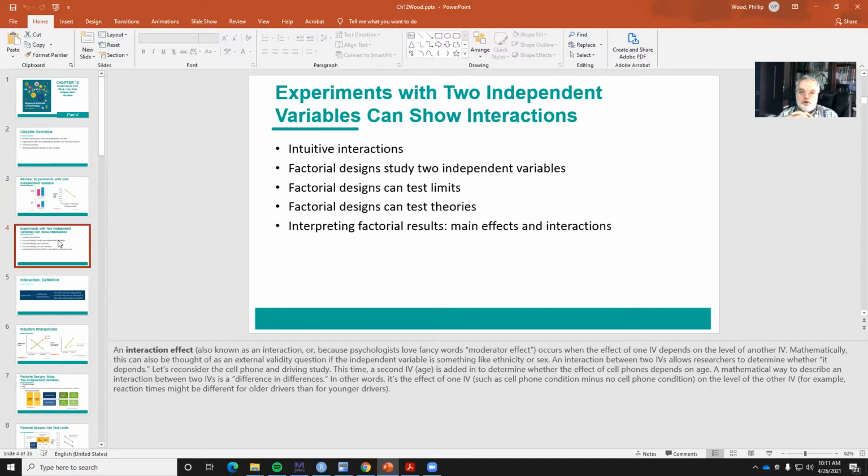Designs with two independent variables can show interactions. And as I put in the note, you can also just use the word moderator effect.